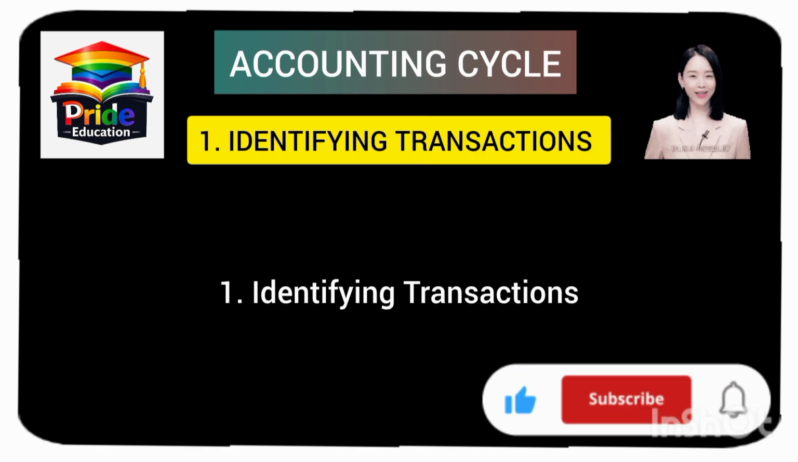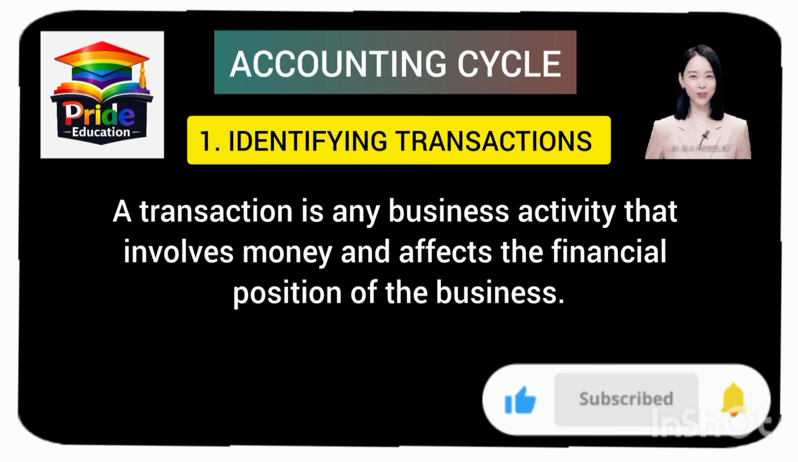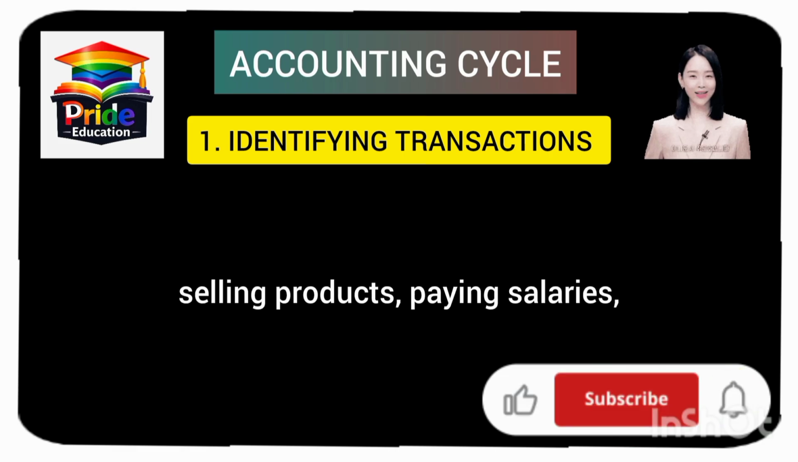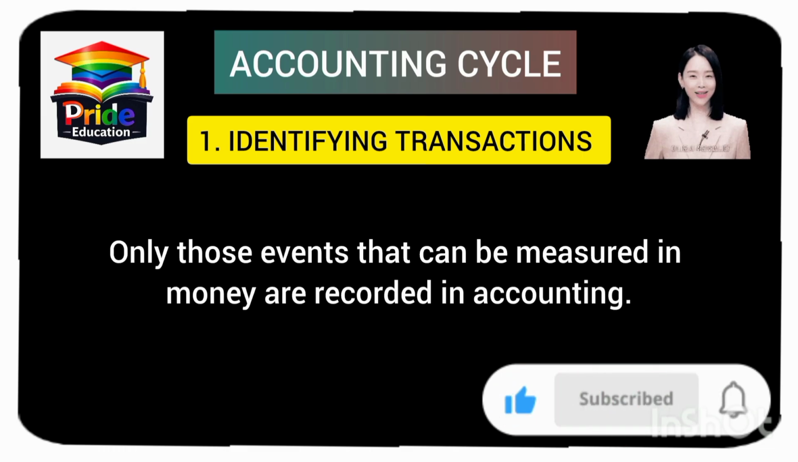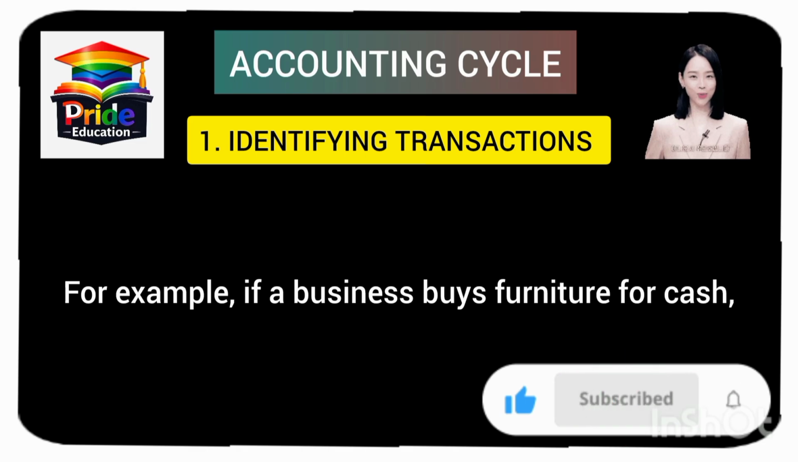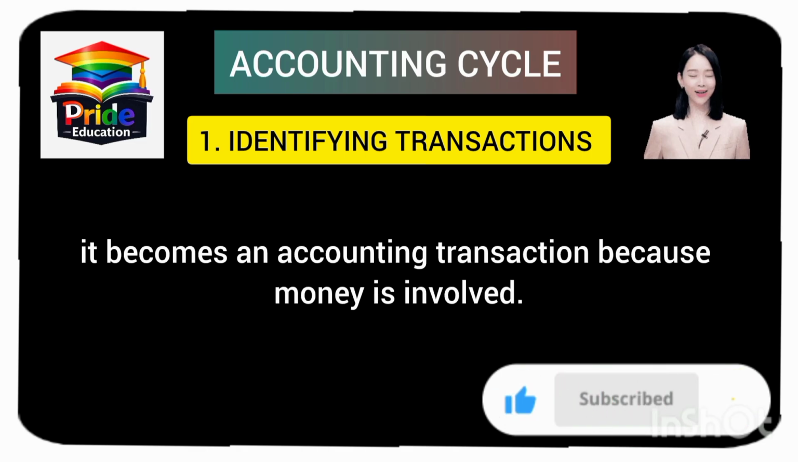1. Identifying transactions. The first step in the accounting cycle is identifying financial transactions. A transaction is any business activity that involves money and affects the financial position of the business. Examples include purchasing goods, selling products, paying salaries, or receiving cash from customers. Only those events that can be measured in money are recorded in accounting. For example, if a business buys furniture for cash, it becomes an accounting transaction because money is involved.